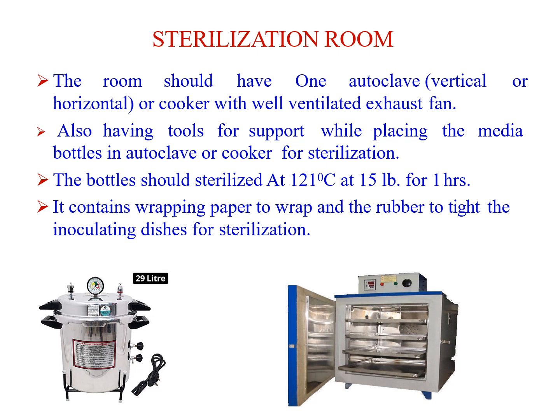And in the sterilization room, there should be one autoclave. It may be vertical or horizontal, or a cooker with a well ventilated exhaust fan. Also having the tools for supporting while placing the media bottles in the autoclave as well as cooker for the sterilization process. The bottle should be sterilized at 121 degrees Celsius at 15 lbs for an hour or 20 minutes. It depends on whether you are going to decontaminate or you are going to sterilize. The duration will differ. It contains the wrapping paper to wrap and the rubber to tie the inoculating dish for the sterilization process.